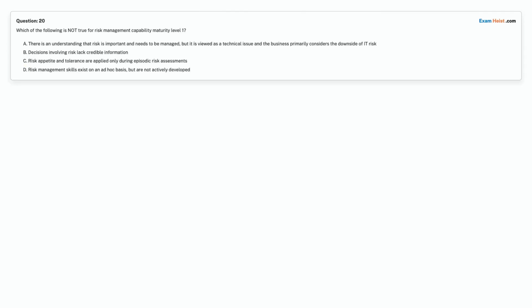Question 20. Which of the following is not true for risk management capability maturity level 1? Option A. There is an understanding that risk is important and needs to be managed. But it is viewed as a technical issue and the business primarily considers the downside of IT risk. Option B. Decisions involving risk lack credible information. Option C. Risk appetite and tolerance are applied only during episodic risk assessments. Option D. Risk management skills exist on an ad hoc basis, but are not actively developed. Choose the correct answer.